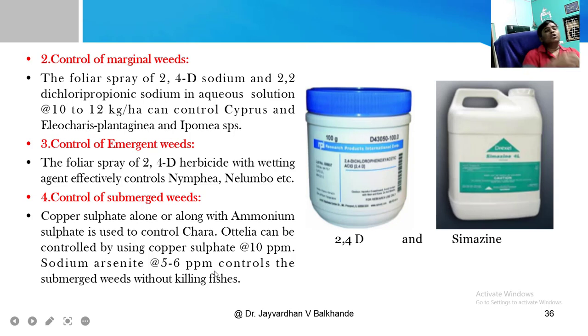Okay, and the control of the submerged weeds. For this, we have copper sulfate. We can use it alone or along with ammonium sulfate to control the Chara. Utricularia can be controlled by using copper sulfate at the rate of 10 ppm, and sodium arsenite at the rate of 5 to 6 ppm controls the submerged weeds without killing fishes. So these chemicals are easily available in the market, and they are not harmful to the fishes either. So we can easily get these chemicals from the market.